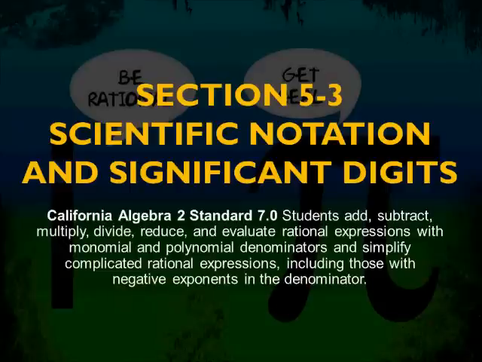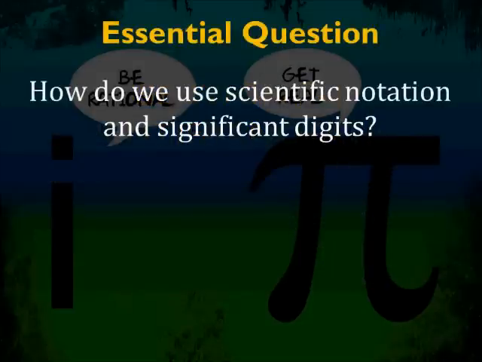Alright, section 5.3, scientific notation and significant digits. Scientific notation should be relatively familiar. Significant digits, well, if you've taken chemistry, you've probably seen it. If you haven't, you'll see it today for the first time. How do we use scientific notation and significant digits?